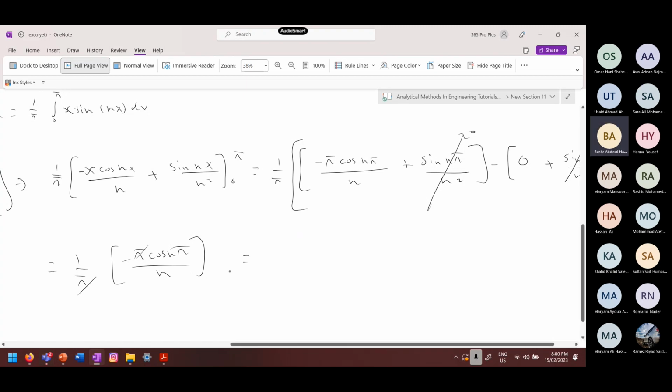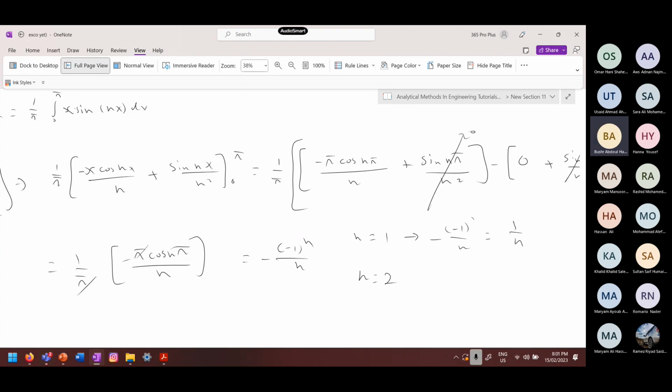The pi's will get cancelled and you have the n, and cosine n pi can be simplified to negative 1 to the power n over n. Now you need to test n for odd and n for even. N is equal to 1. Negative 1 to the power 1 is n. There's a negative here I forgot about. Okay. Negative 1 to the power 1 over n, just 1 over n.